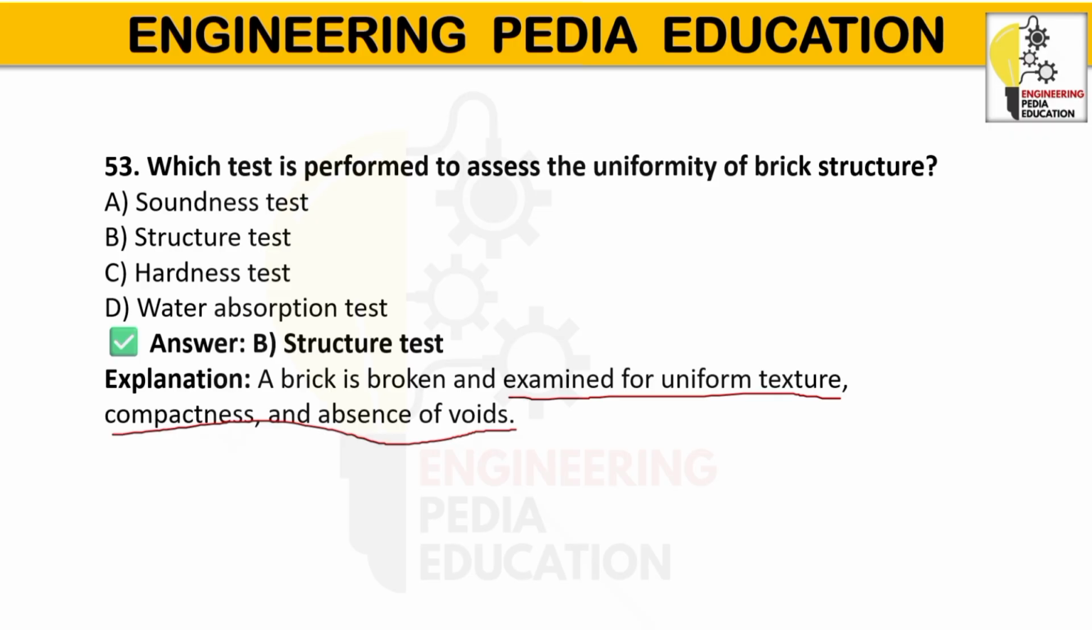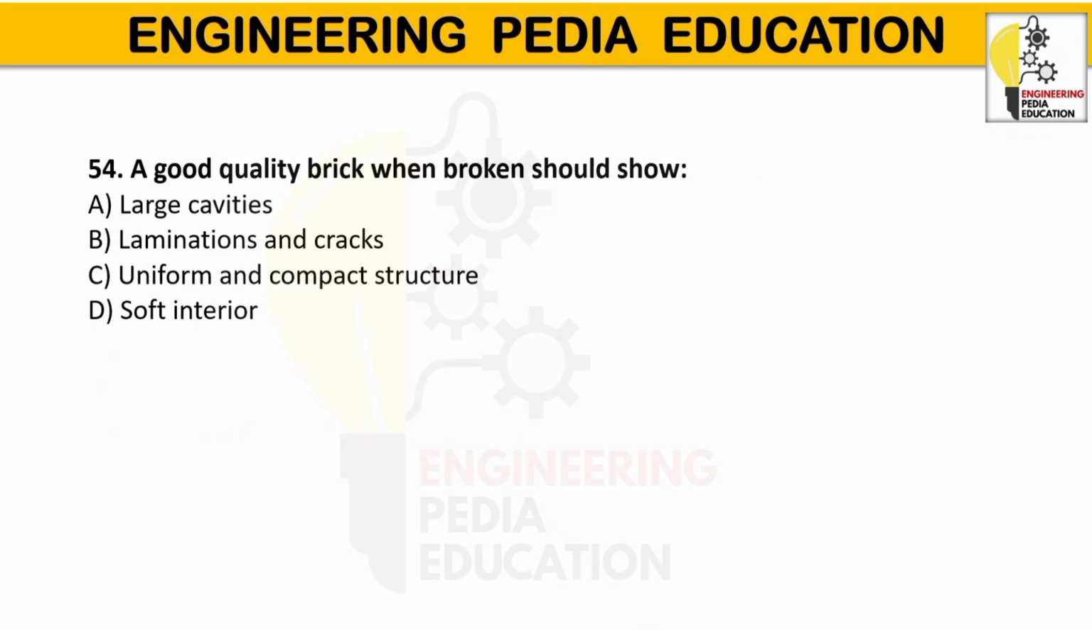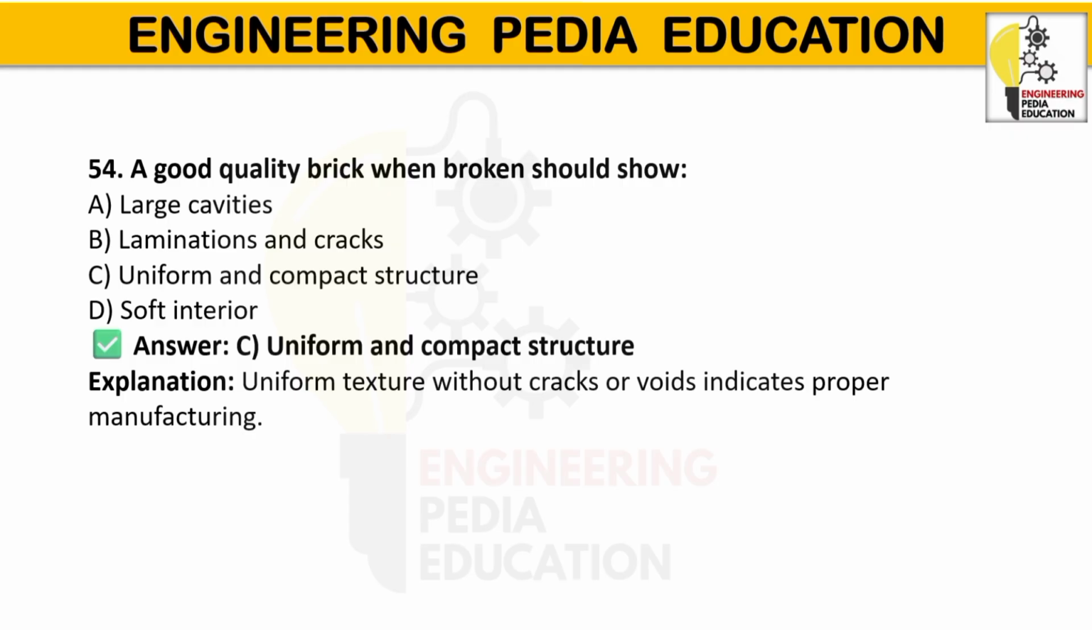A good quality brick when broken should show large cavity, lamination and cracks, uniform and compact structure, or soft interior. So the correct option is that a good quality brick when broken should show uniform and compact structure. Uniform texture without cracks or voids indicates proper manufacturing. This uniform and compact structure is shown by good quality brick.